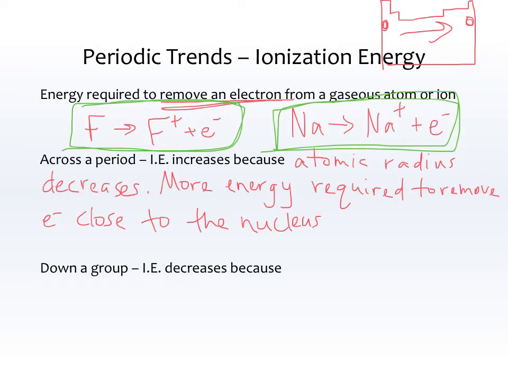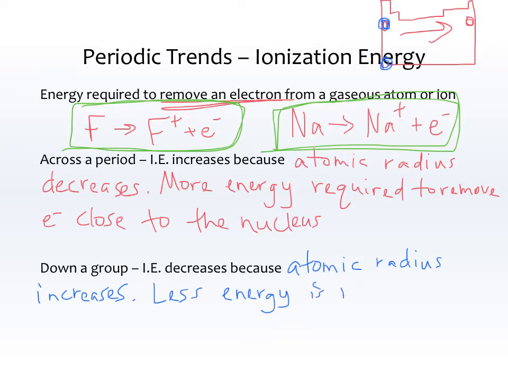As you go down a group, so say from sodium down to francium, the ionization energy decreases because the atomic radius increases. And just the opposite statement as before, less energy is required to remove an electron far from the nucleus.